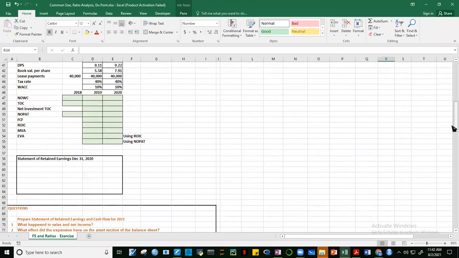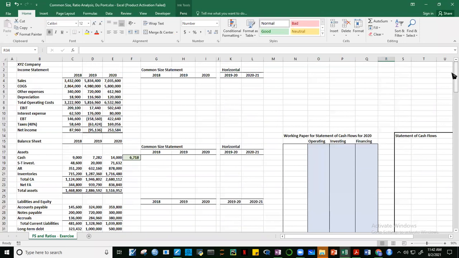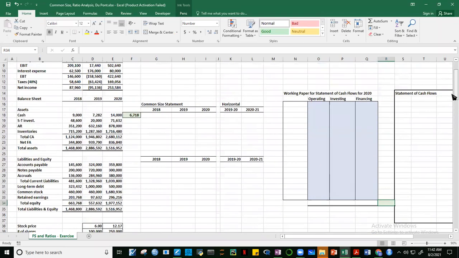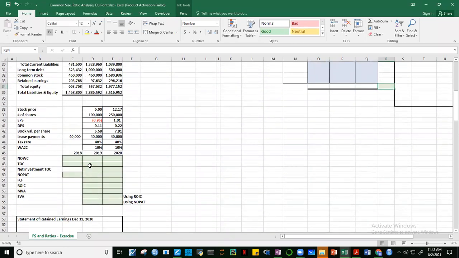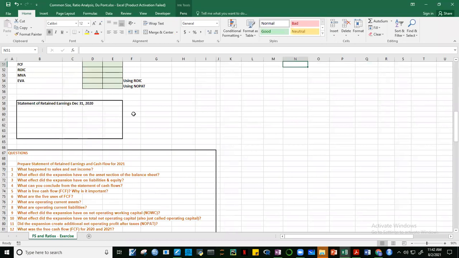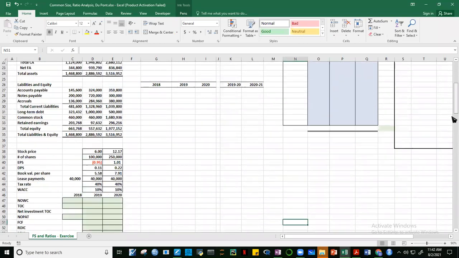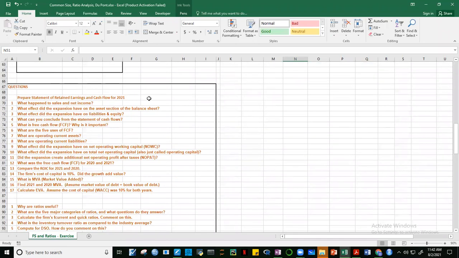Okay. All right. Also this one. So assignment nyo to, guys, na hindi ko i-collect. Pero I hope, guys, that you do this. So you do the working paper, you do the statement of cash flows for 2020, and then you also compute for this. Ito naka-green, no? Yung mga NOWC, TOC, net investment, NOPAT, FCF, ROIC, MVA, and then EVA. Okay, notice it's EVA using ROIC and EVA using NOPAT, plus itong statement of retained earnings. Okay? So from my experience in the other section, hindi namin nasimulan to.